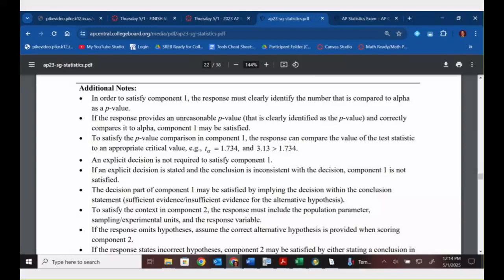If you got both of those components, give yourself an E. If you got one of those 2 components, please give yourself a P. And if you did not get either component, give yourself an I.